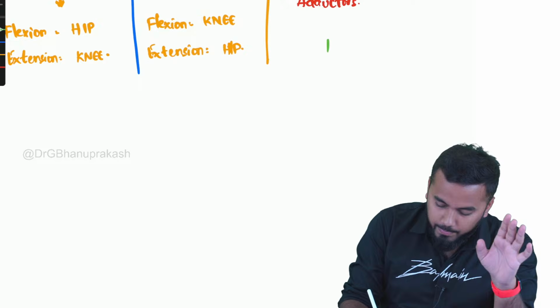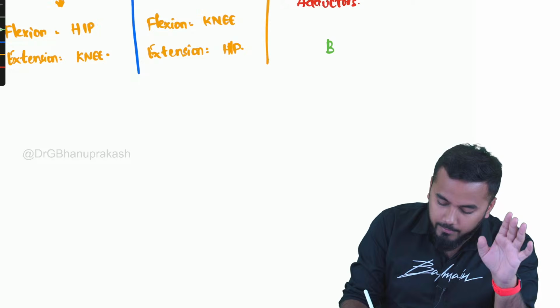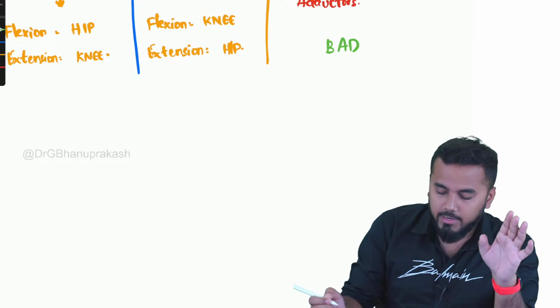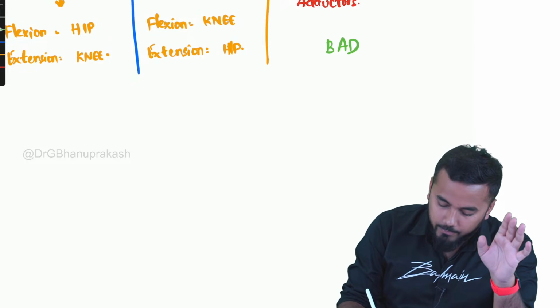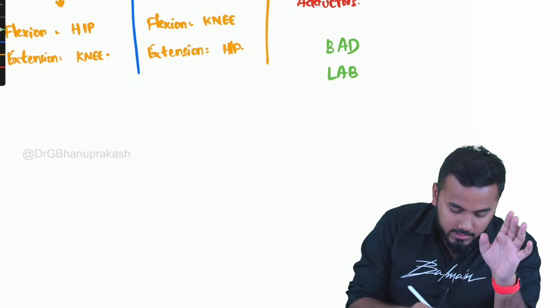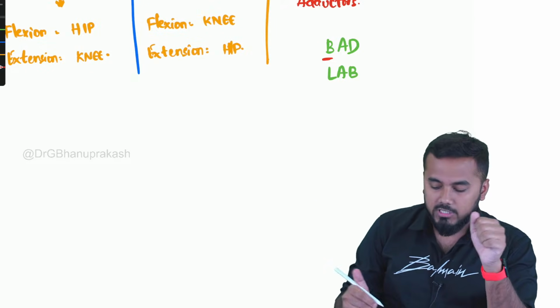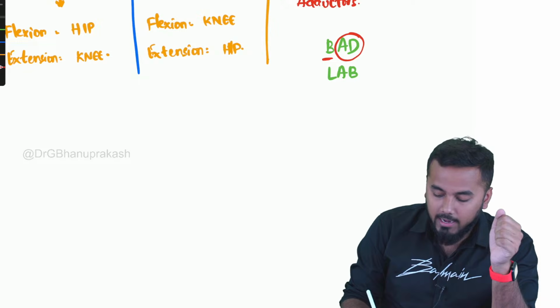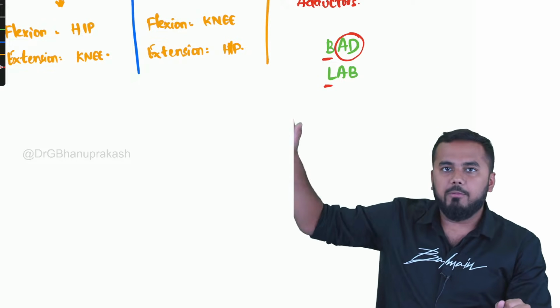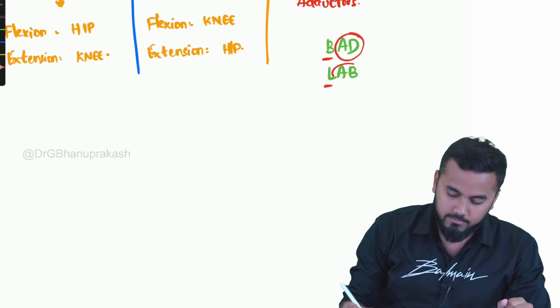Look here. B A D. Remember it like this. And L A B. So remember this thing. B means body. Towards my body is adduction. L means laterally. It means away from my body. That is abduction.